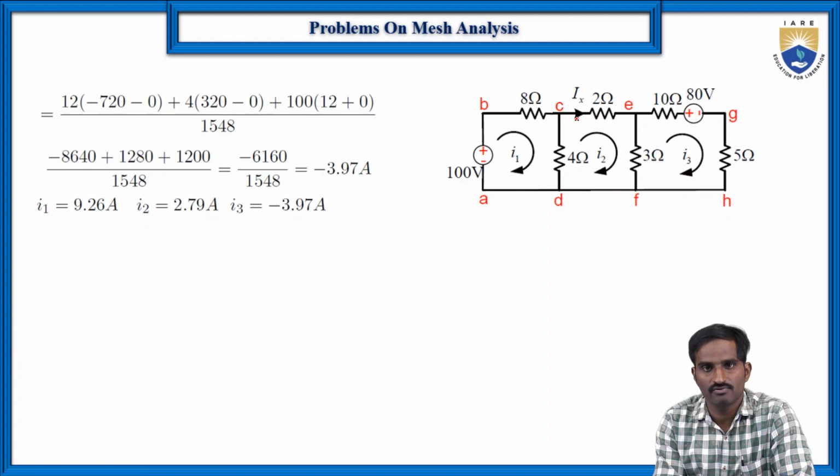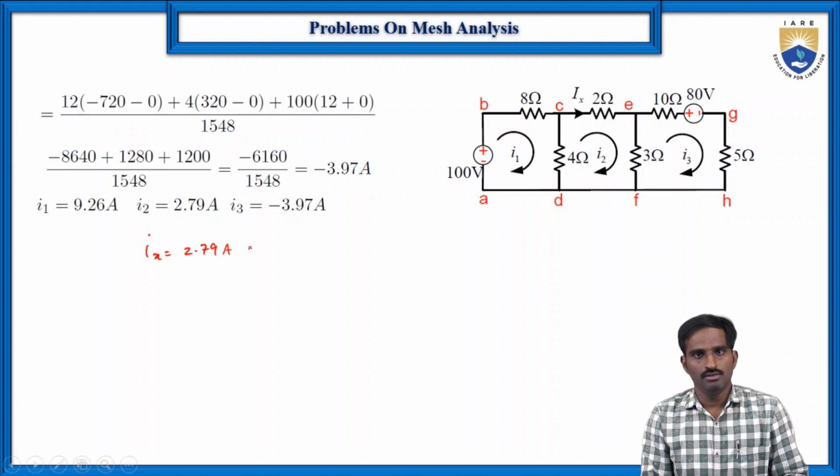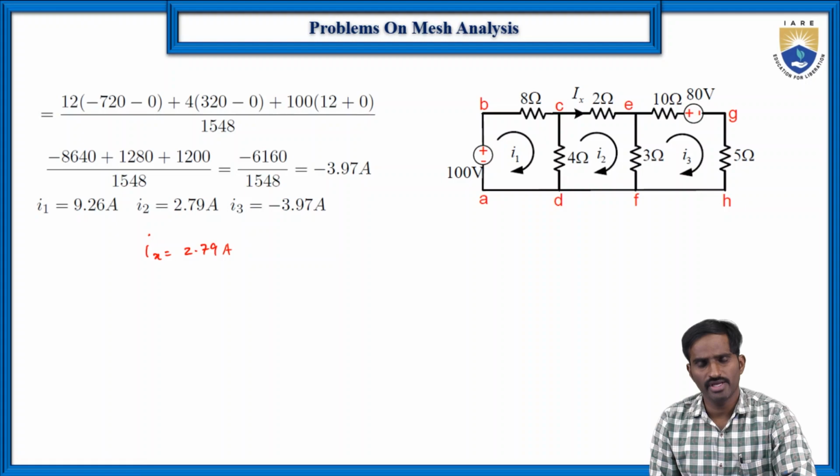They ask us to find the current Ix. Ix is the current flowing through the 2 ohm resistor. Here Ix is equal to I2, which means the Ix value is 2.79 amperes. Like this, you can find the current flowing through any one of the resistors.